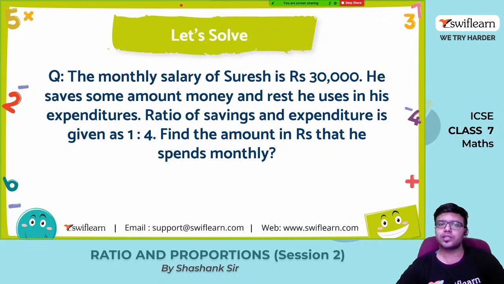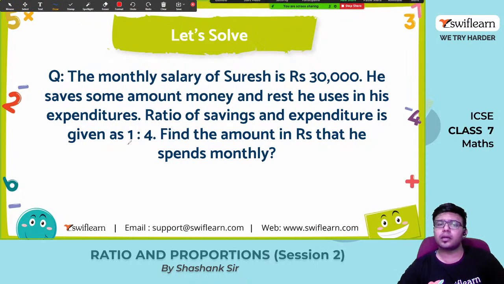The monthly salary of Suresh is 30,000. He saves some amount and the rest he uses for his expenditure. The ratio of savings to expenditure is 1 by 4. Find the amount in rupees that he spends monthly. So savings is one part, and spending is 4 parts.